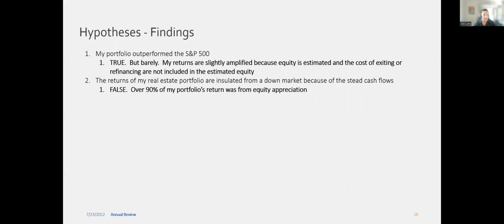The next one is that the returns of my real estate portfolio are insulated from a down market, which is something a lot of real estate investors say. That's also false. 90% of the returns were from equity appreciation, not from cash flow from operations. So if we go into a downturn and my properties stop appreciating, these become not-so-great assets. They're not cash flowing much from operating activities.